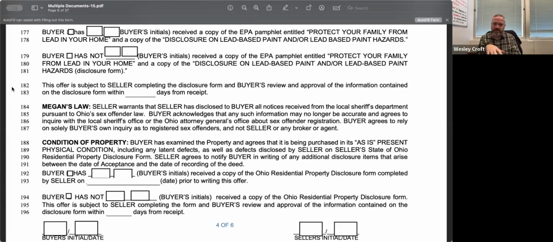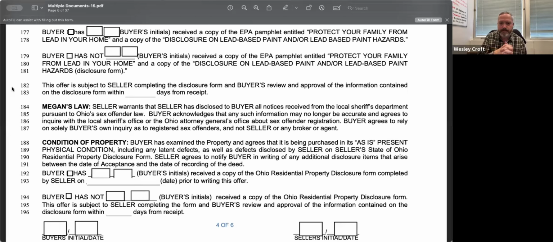Then line 182 says this offer is subject to us receiving the lead-based paint disclosure and us agreeing to what's on it. And then on line 183, you would put within X days of receipt. I would put 3 in that box, the number 3.